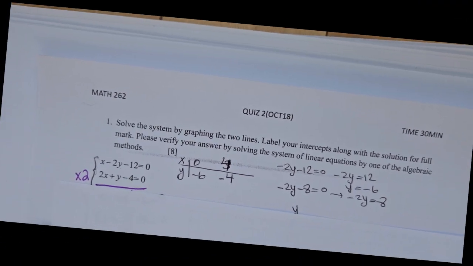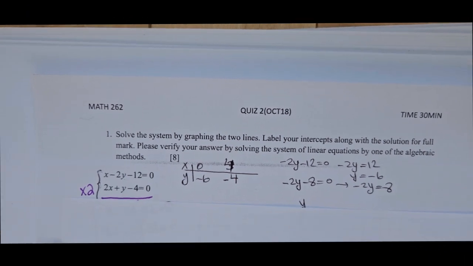The first question is on system of linear equations. It's asking you to graph the two lines and then label the intersection point. And also it's asking you to verify the answer by using any of the algebraic methods.